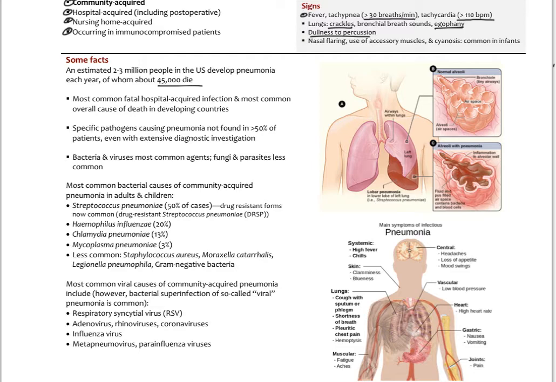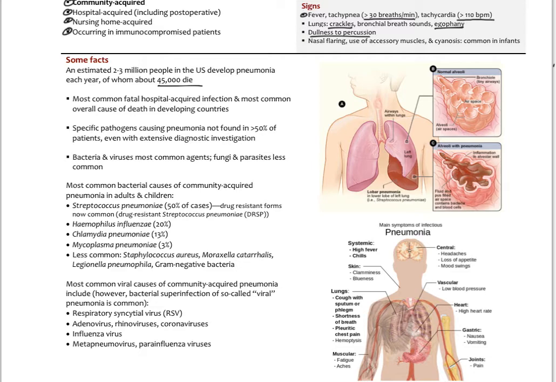And so that's why as we get older, our immune systems fail, especially if there are other health issues going on, maybe immunosuppressive medication, you're going to be much more susceptible. The bacteria and viruses are the most common agents. Fungi and parasites can also cause pneumonia, but they're going to be less common.